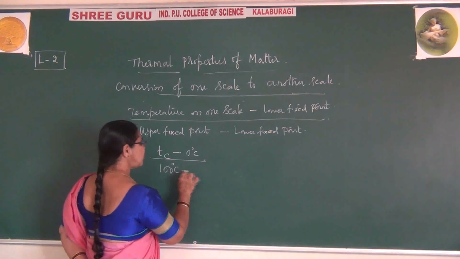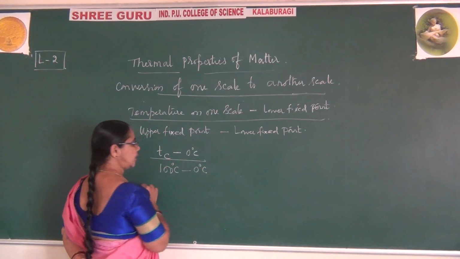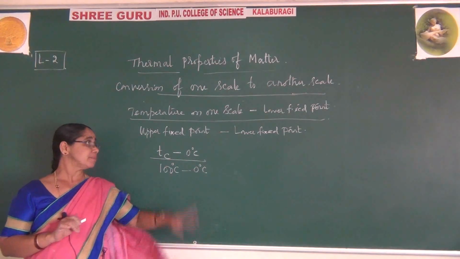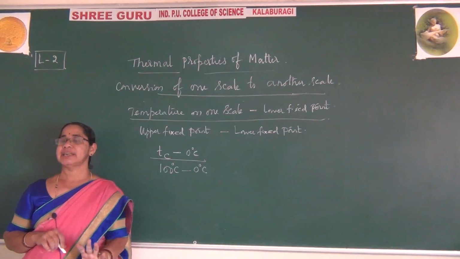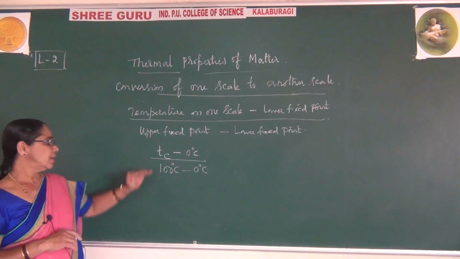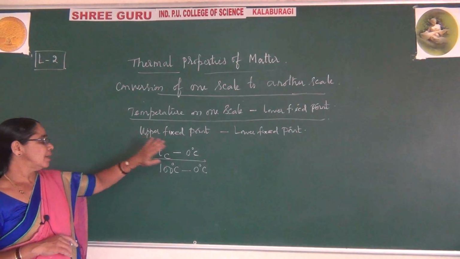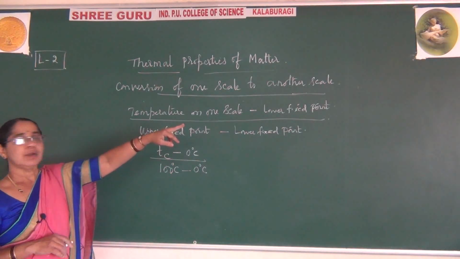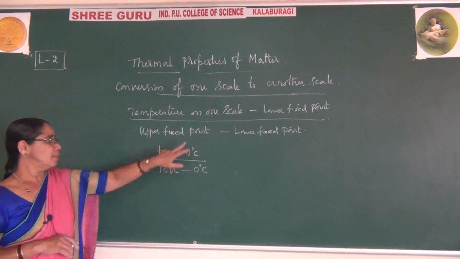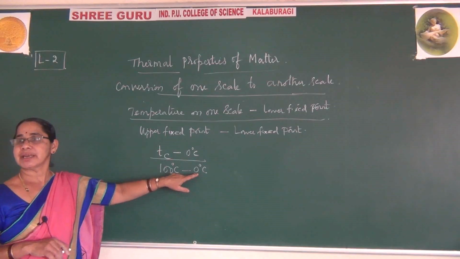What is the lower fixed point? Again it is 0 degree centigrade. Hope you understand what I say. Now just observe. I have taken only one Celsius scale. Using that I have given this. So this is temperature on Celsius scale minus the lower fixed point on Celsius scale, divided by upper fixed point on Celsius scale minus lower fixed point on Celsius scale.